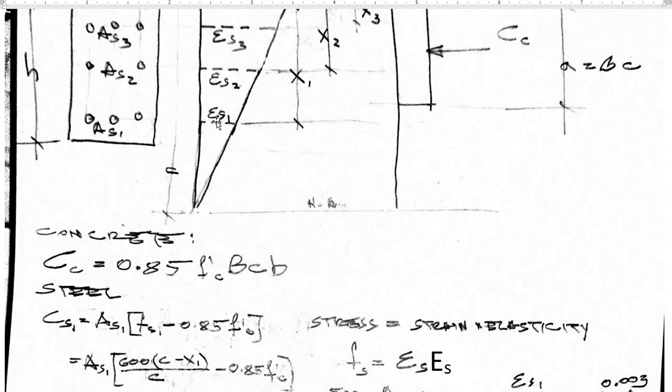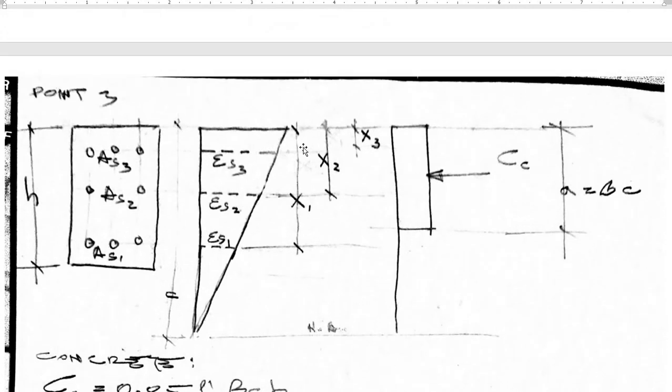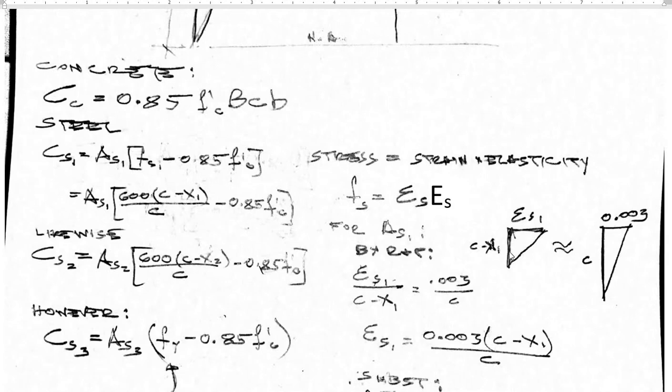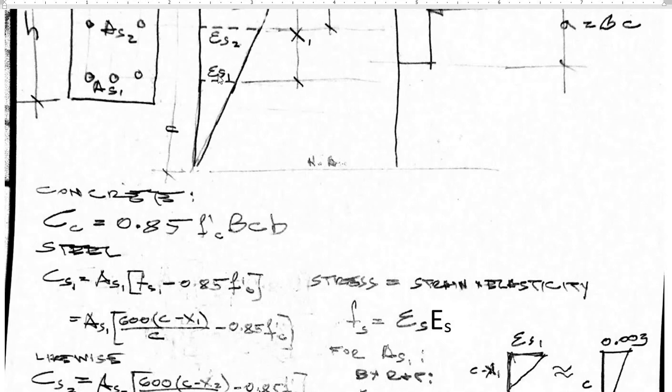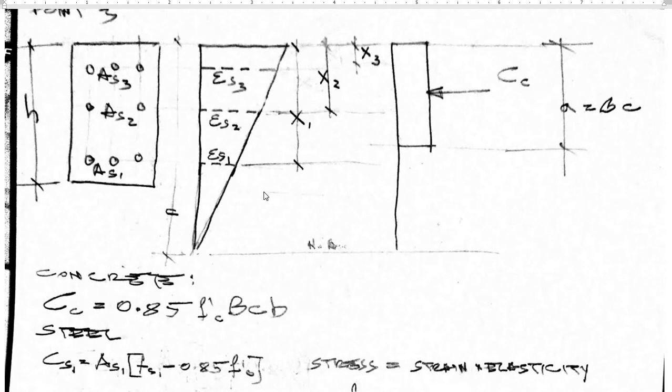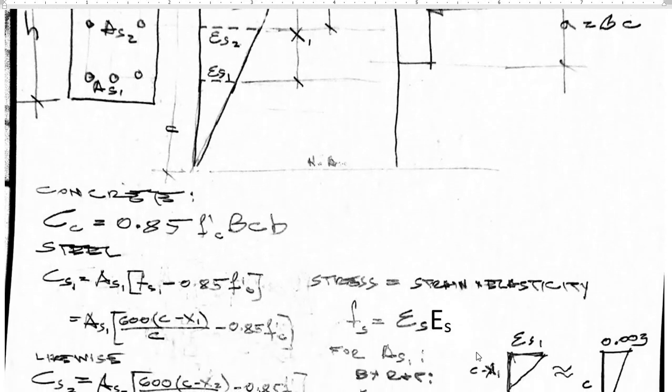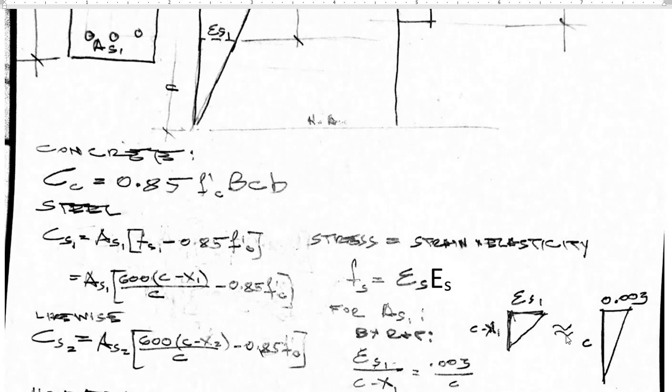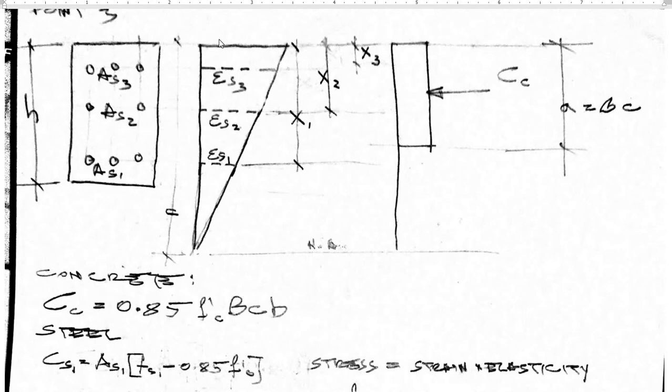By ratio and proportion, strain in steel 1 all over this distance. Ano itong distance na yan? It is equal to your C minus x1. Okay? This triangle, nanggaling yan dito. Okay? So, strain in steel 1 and then this distance, that is equal to C minus x1. Ayan siya. Okay? This is similar to the bigger triangle which is defined by C tsaka yung strain ng concrete.